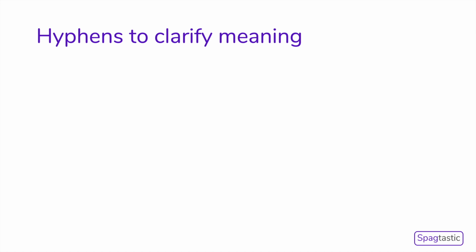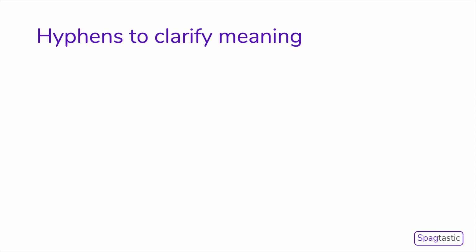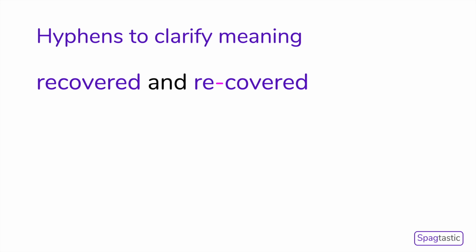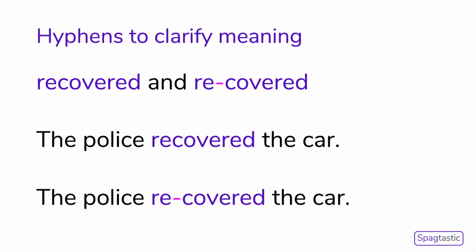Hyphens can also be used to clarify meaning. Some words are written with a hyphen so that they aren't confused with other words. Here is an example: recovered and re-covered. Let's look at how these can be used in sentences. The police recovered the car means the police regained possession or found the car, whereas the police re-covered the car means the police covered the car again. The use of the hyphen makes the meaning of the word clear.